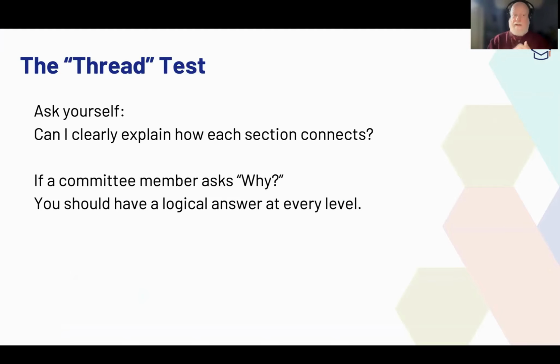It's like a thread, like I was explaining. Can I clearly explain how each section connects? So if a committee member asks why, you should have a logical answer at every single level. Like, how'd you get this purpose statement? Well, I took that from the problem. How'd you get this problem? Oh, I took that from the gap. So it's a thread test. And if you can explain how each one of these sections is threaded together, you're going to be great.